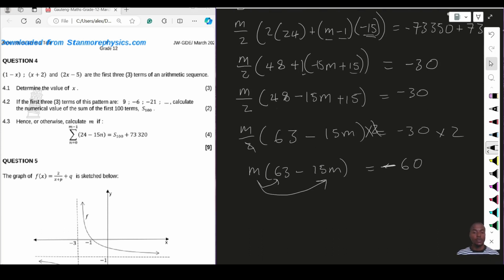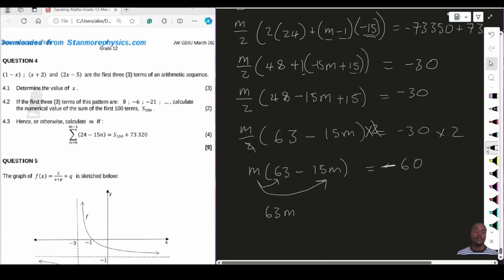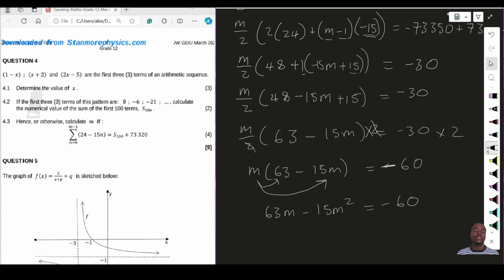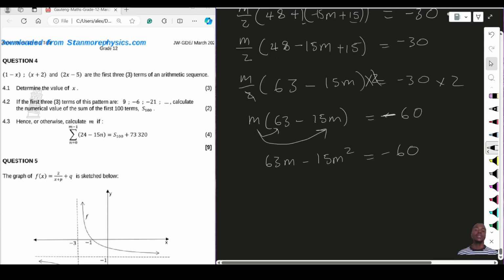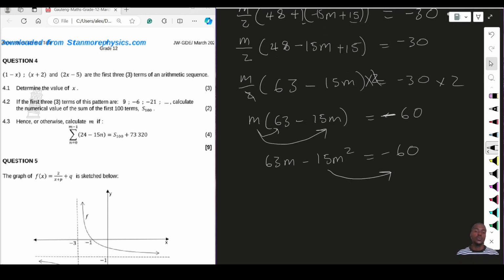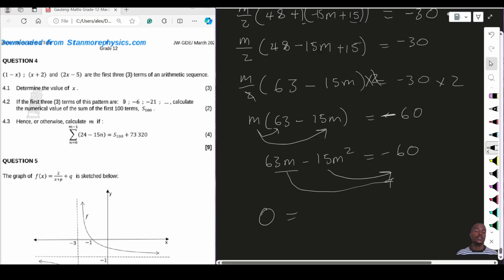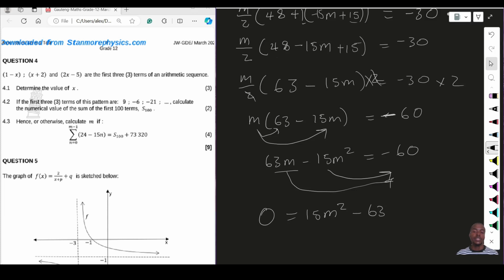So what is going to happen? I'm going to get 63m minus 15m squared is equal to minus 60. Because I'm getting minus 15m squared, I can take it to this side, so that I'm left with 0. 0 is equal to 15m squared minus 63m minus 60. We just found the 60 on the right hand side, so we cannot change it. So it's minus 60.